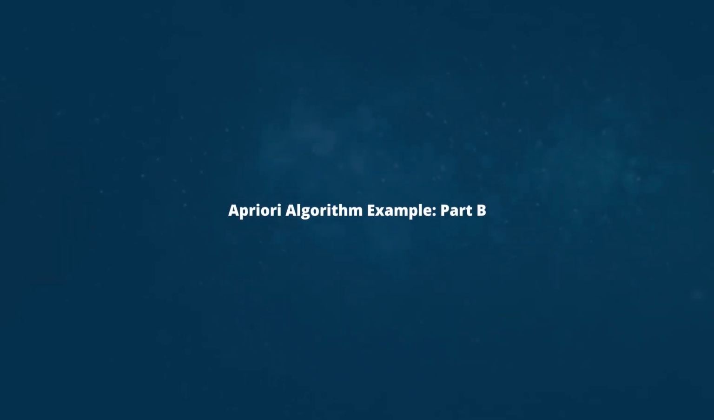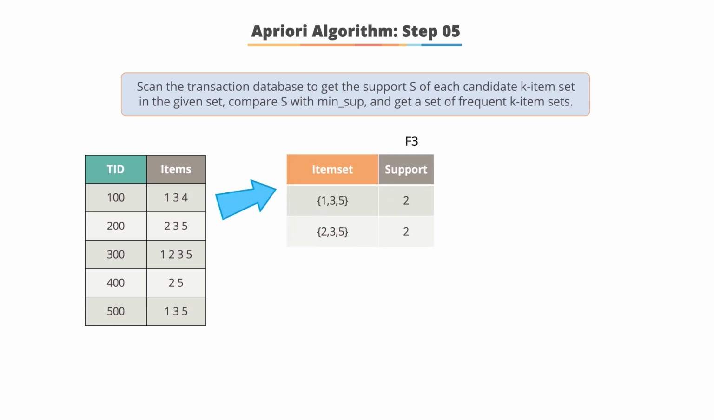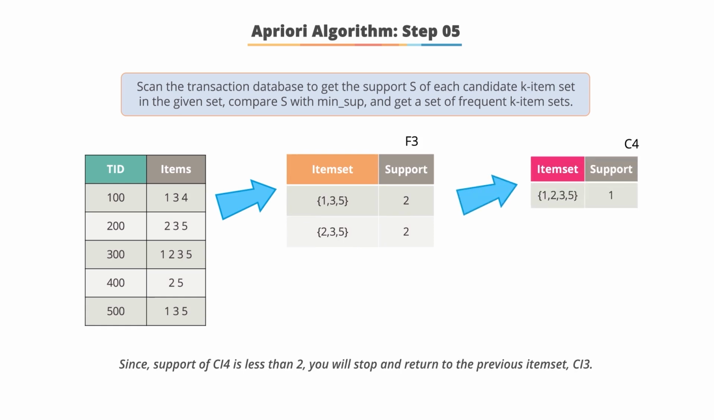Apriori algorithm example, part B. Scan the transaction database to get the support S of each candidate K item set in the given set. Compare S with min sup and get a set of frequent K item sets. Using the sets of F3, create C4. Since the support of this item set is less than 2, we will stop here and the final item set we will have is F3.